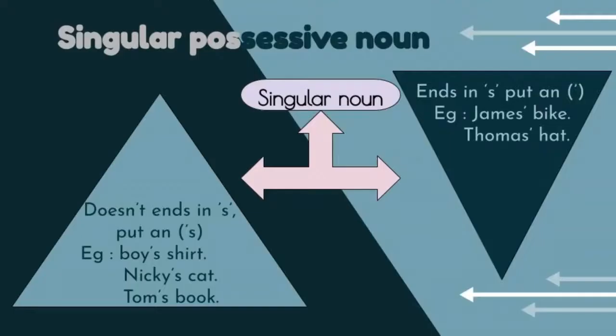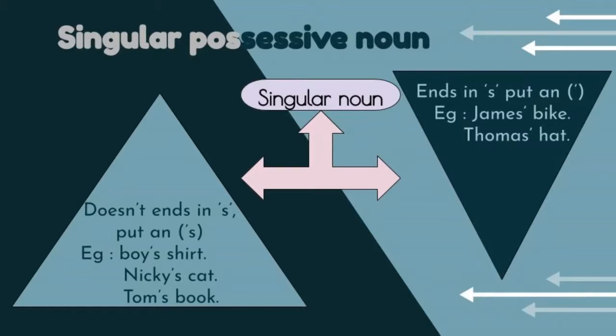Okay, students, now we are going to see singular possessive nouns. In singular possessive nouns, two rules are there. One is a noun that ends in the letter s, and another one is a noun that doesn't end in the letter s. Let us see the first category here. If a singular noun is not ending with the letter s, we have to put an apostrophe s after the noun. Look at the examples here.